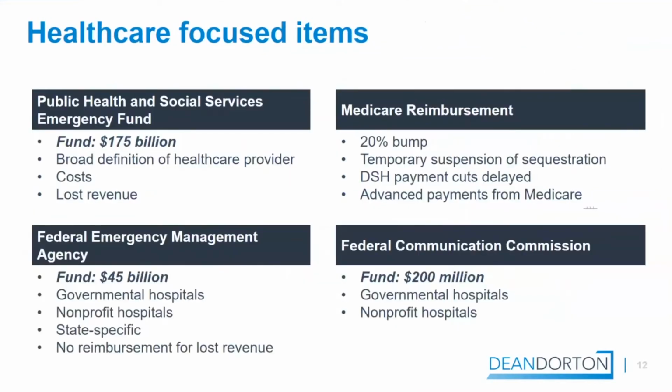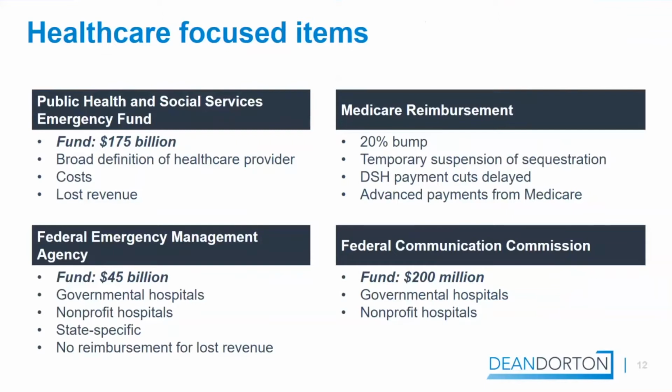The CARES Act had 4 big buckets that were healthcare related. The biggest one was the provider relief funds, $175 billion. There was $45 billion that was allocated to FEMA, that you can apply for. Most hospitals can apply to get FEMA money. One thing to note is the provider relief fund money is the reimbursement source of last resort. So if you got FEMA money and provider relief fund money, you have to use all of the FEMA money first before you can dip into the provider relief funds.